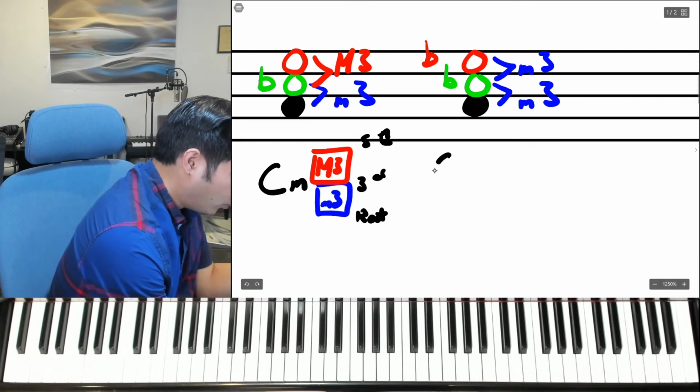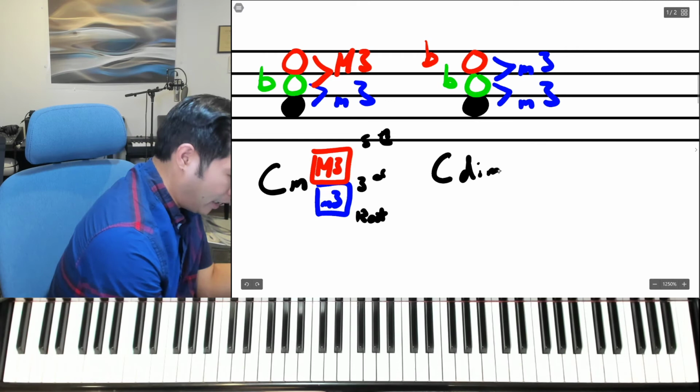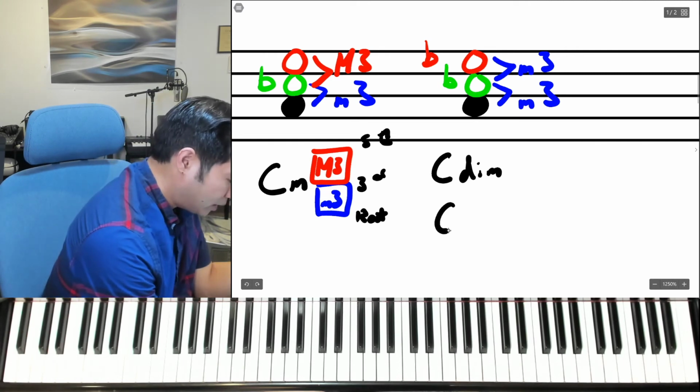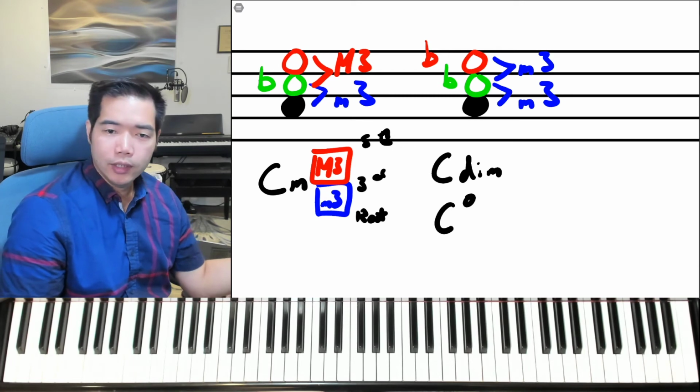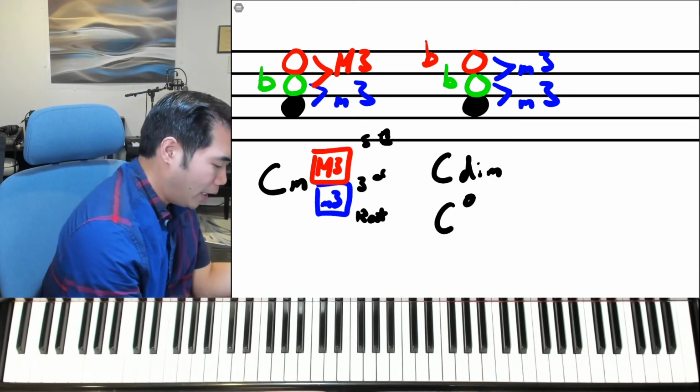This can be written many ways. You could write C, D-I-M. You could also write C with a degree symbol, like this. They both mean the same thing. This is a C diminished triad.